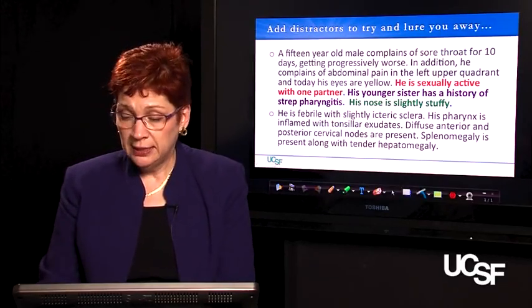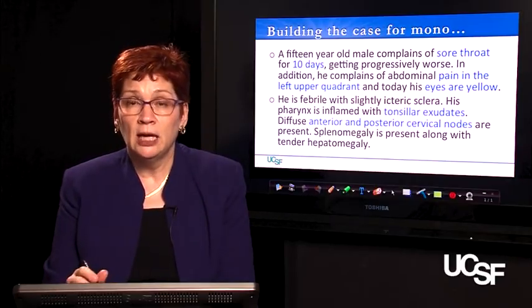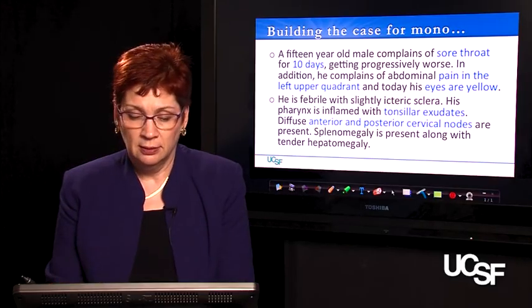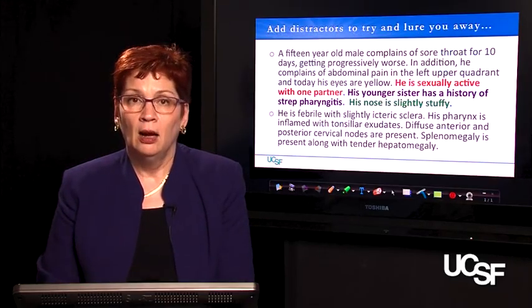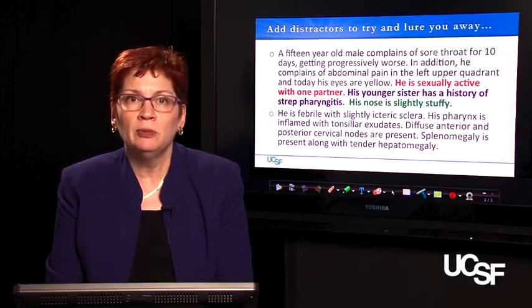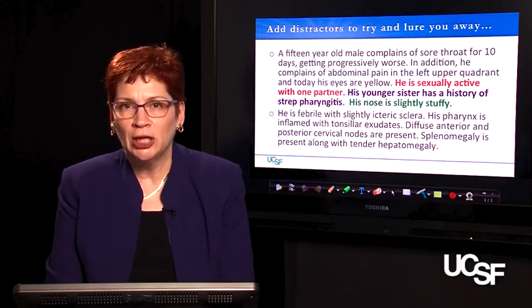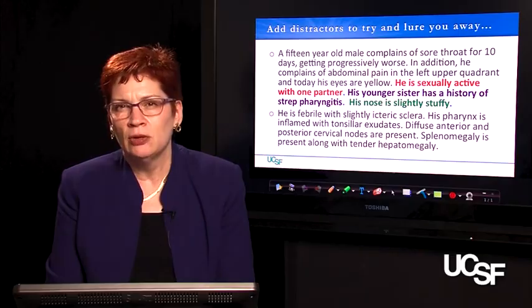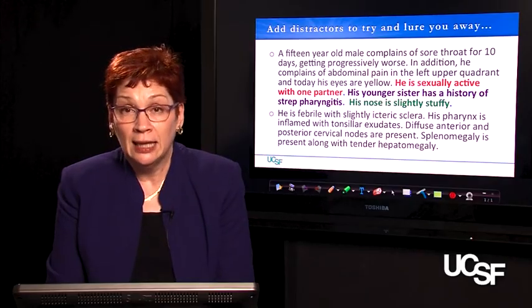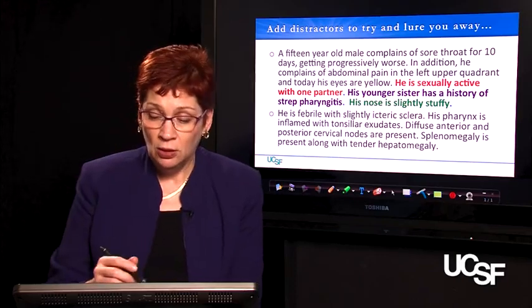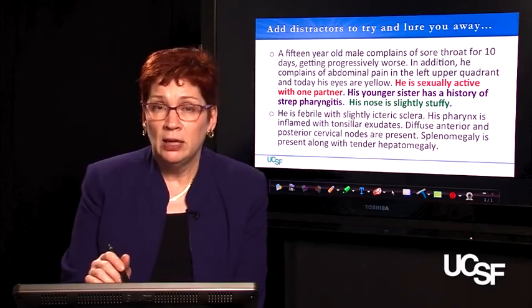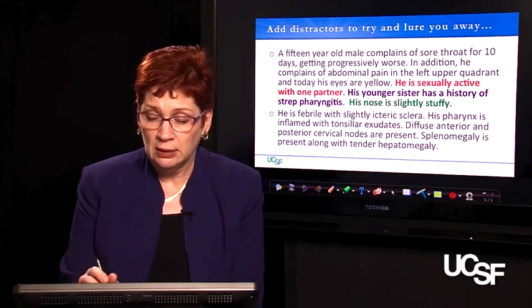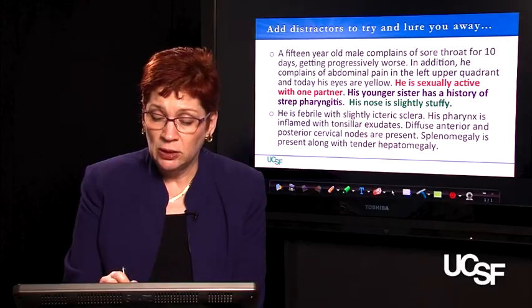After that, because this case is a very strong case for infectious mononucleosis, what I'm going to do is try and trip you up by adding some distractors to the case to try and lure you into choosing something other than the right answer. And this is exactly how we build cases. So we talked about the case being very good for infectious mononucleosis, and we're going to throw in some red herrings, as they would say in the States. That's a distractor.